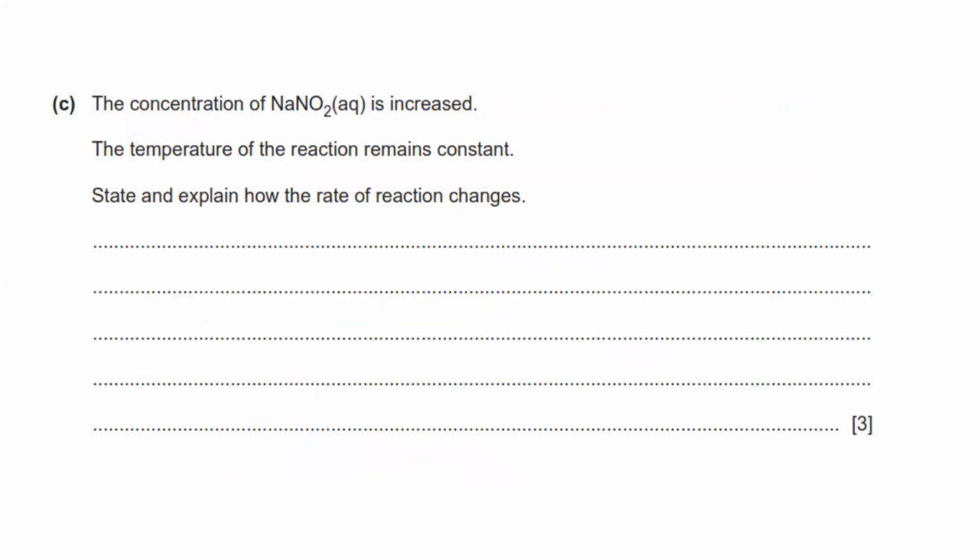Moving ahead, part C says that the concentration of NaNO2, sodium nitrite, is increased. The temperature of the reaction remains constant. State and explain how the rate of reaction changes. If we see PV equals nRT, the temperature remains the same. Concentration is increased, so you have more moles. We have excess acid available, so with more concentration the initial rate of reaction will be much faster.